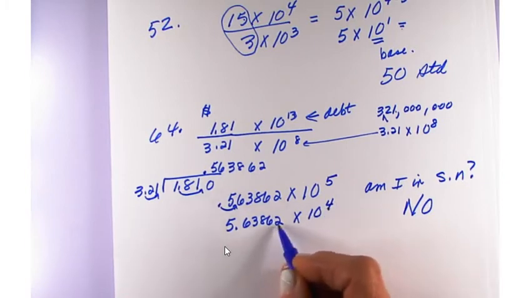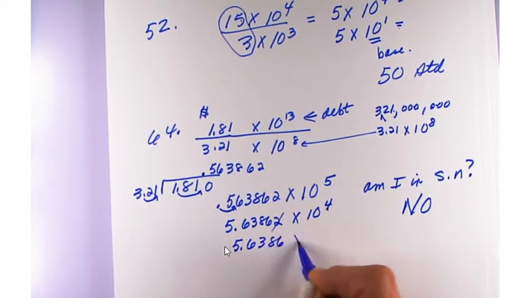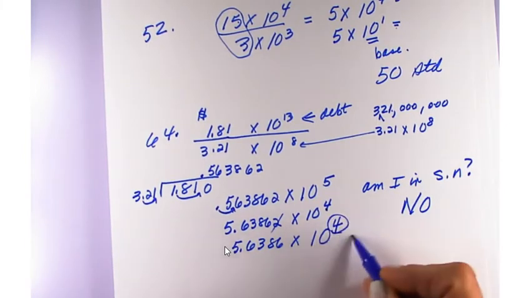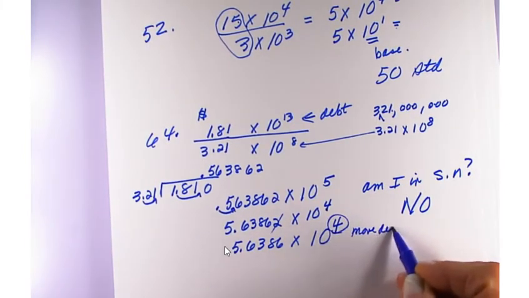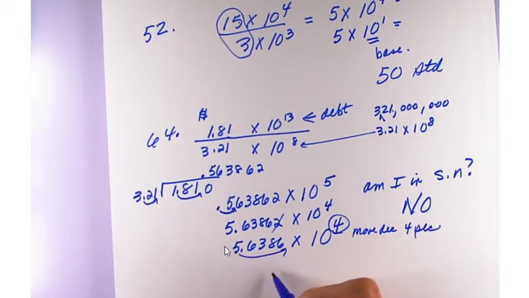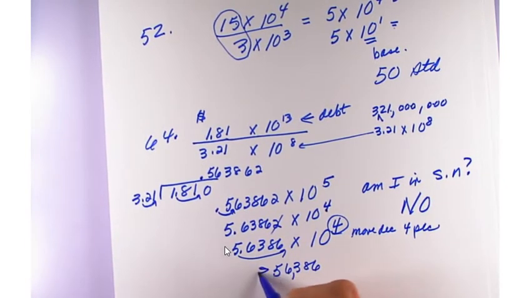So I have 5.6386 times 10 to the 4. And then the question is, we want actual. We didn't even have to go that, yes. So we want the actual, so this tells me to move the decimal 4 places, and I'm going to move it 4 places, and I get 56386 dollars per person.